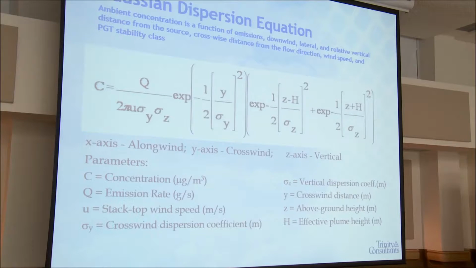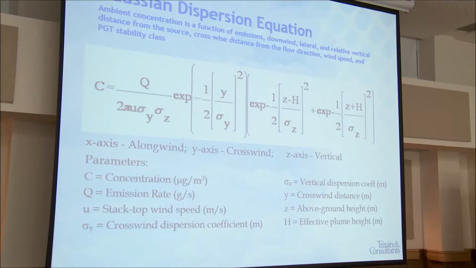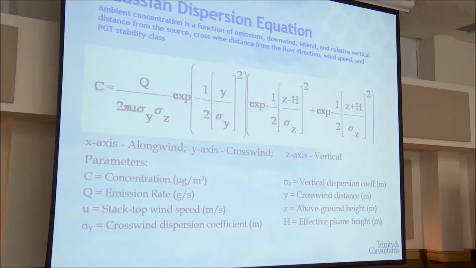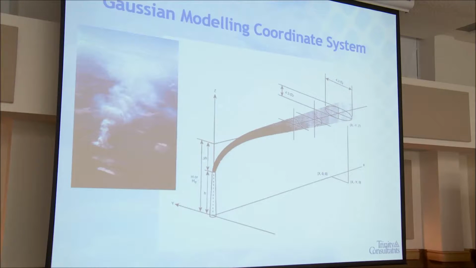So one of the limitations of looking at the Gaussian model in general, and this is just an equation, not to scare anybody, but just to show what one element is actually missing, is we have these dispersion coefficients which are defined by the term sigma. So in that term, we have a sigma y and a sigma z. What's missing is a sigma x. It's because the Gaussian model is a steady state model.